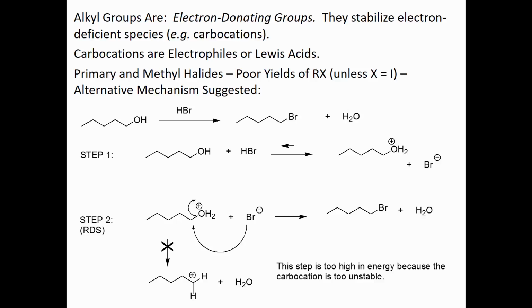We say that alkyl groups, we're going to use a special term for these. Electron donating groups, commonly abbreviated in this class as EDG. They stabilize electron deficient intermediates like carbocations. That's what defines an electron donating group. We're going to refer to carbocations as electrophiles or Lewis acids. They're reacting with things that have electron pairs, like in this case, halide ions. Okay, so primary and methyl halides, we don't get typically good yields, as we said before.